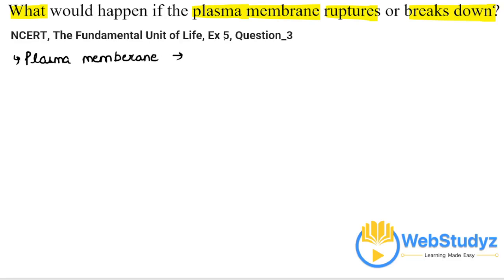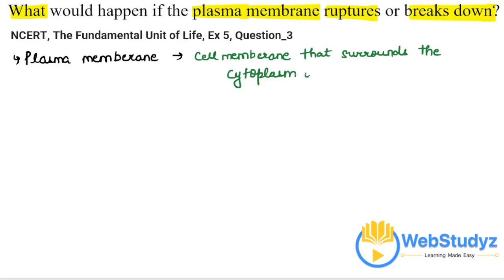So plasma membrane is basically, we call it cell membrane as well. It is also known as cell membrane that surrounds, or we can say encloses, the cytoplasm of the cell. The cytoplasm of the cell is surrounded or enclosed within the plasma membrane.